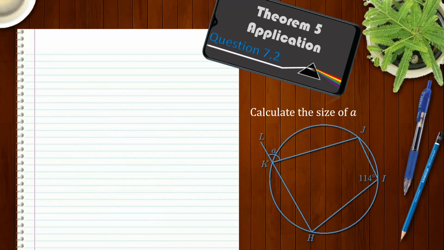Okay, again, calculate the size of A. This is very easy because we know that the exterior angle is equal to the opposite interior angle. So A is simply going to be 114 degrees. And our reason is exterior angle equals interior opposite, so exterior angle of cyclic quad.